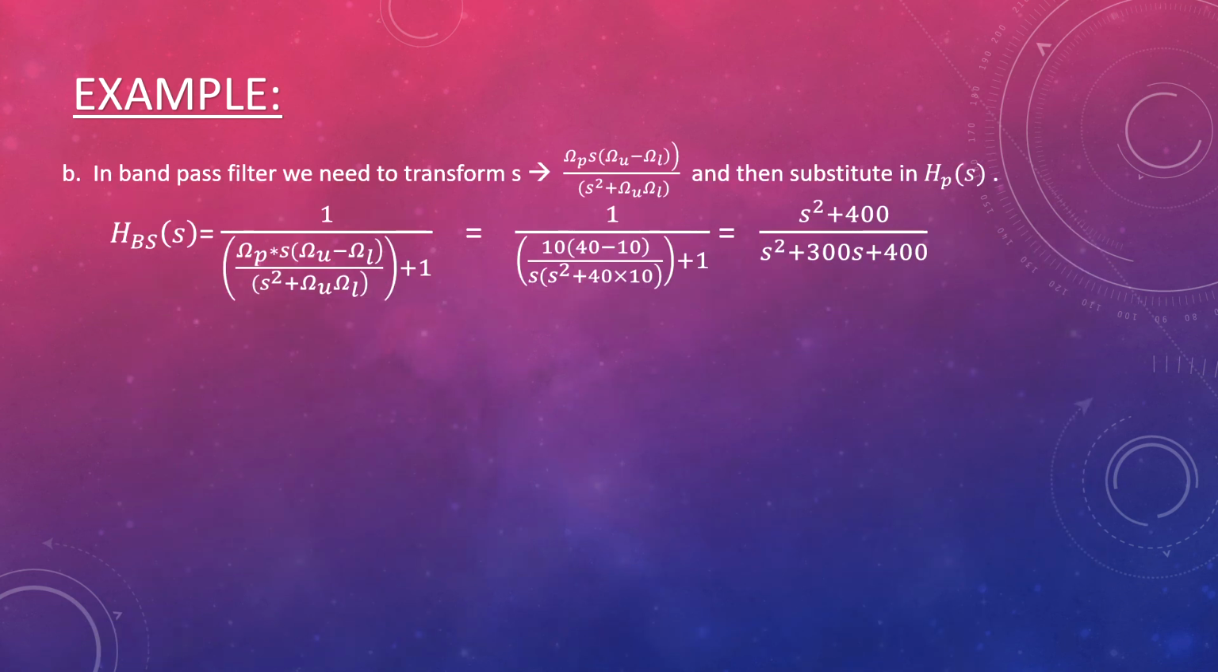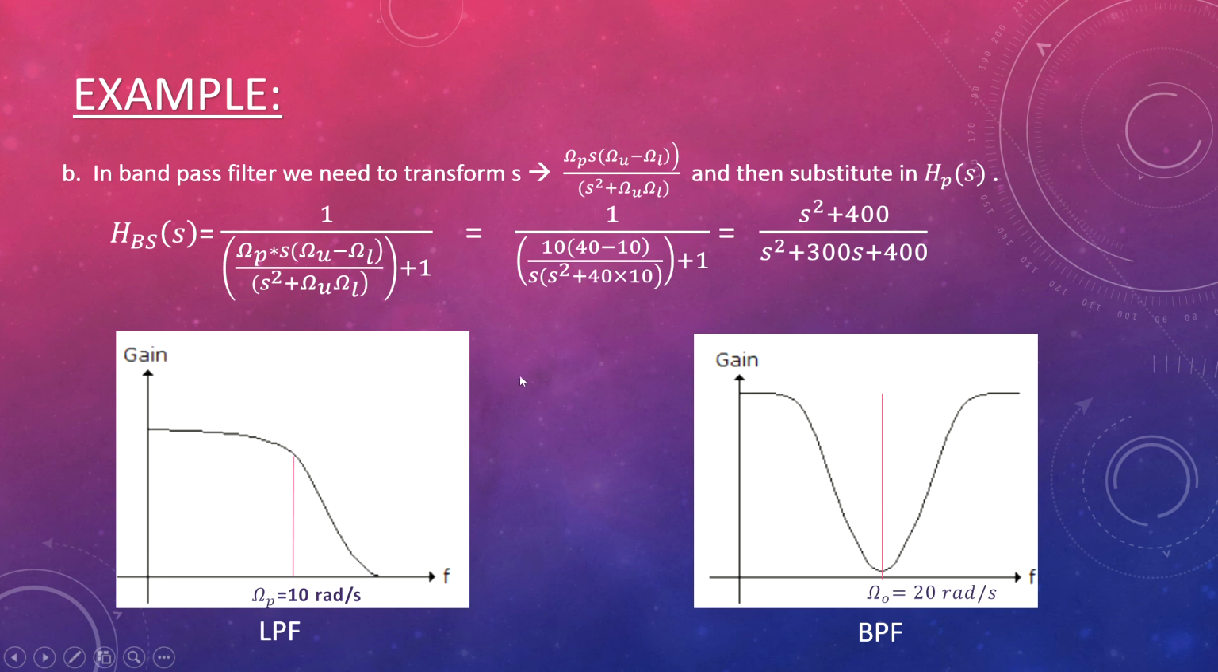In the next part, we transform S into omega p times S times (omega u minus omega L) divided by (S square plus omega u times omega L) to get the band stop filter. Then we substitute this S value in the frequency response of the low pass filter. Upon substituting the values and simplifying the equation, we get the following frequency response of the bandstop filter. This is a graph of the bandstop filter. Here we get central frequency omega naught equal to 20 radians per second.